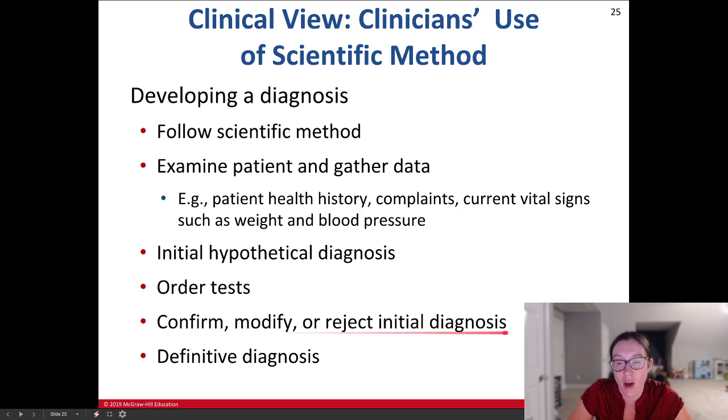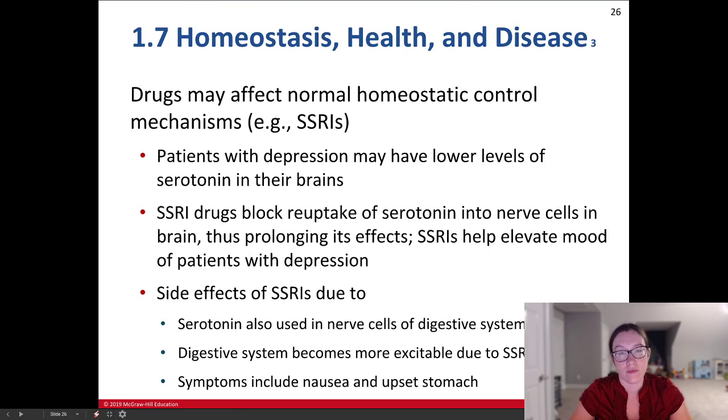So we can confirm, modify, or reject our initial diagnosis. And then eventually, hopefully, we'll get enough information to figure out what the definitive diagnosis is, and then we can treat the patient. And as we do treat the patient, usually we're going to be either telling them to change their lifestyle, or a lot of times we'll prescribe drugs or different medications. And a lot of these drugs or medications are going to affect normal homeostatic control mechanisms.